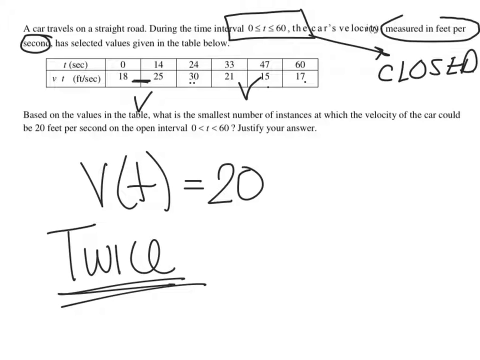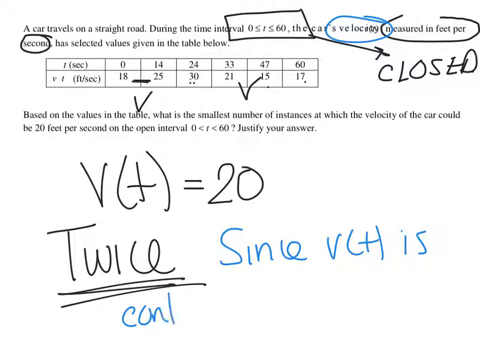Okay, now we know it's the IVT, and the only condition to use the IVT is that your function has to be continuous on the closed interval. So that's literally how I start. Twice. Since, who's your function? Velocity. V of t is continuous on the closed interval, 0 to 60.